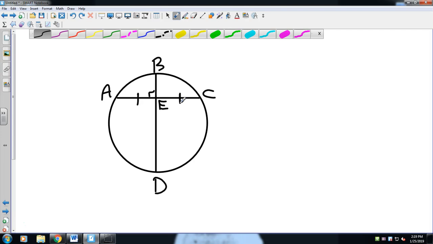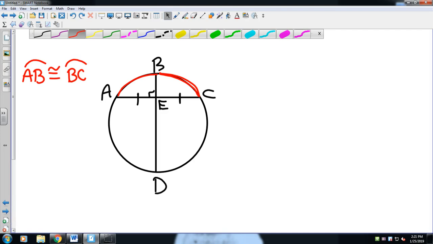And it also creates some other relationships. And those relationships are if we have congruent segments of AE and EC, then because it's a perpendicular bisector, then arc AB is congruent to arc BC.